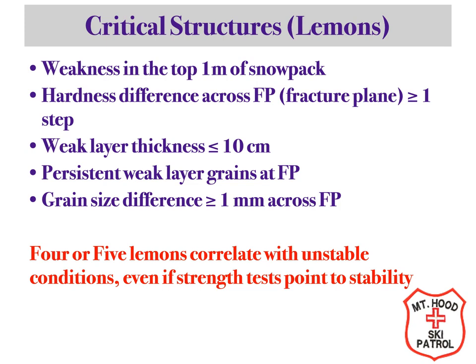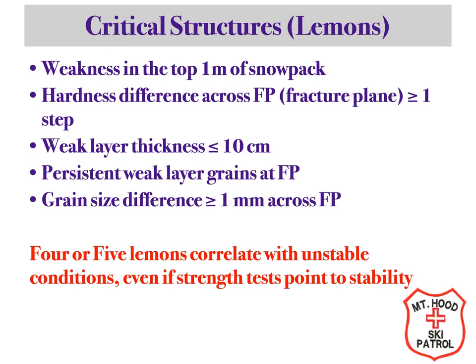Let's go through them. Lemon number 1, any weak layer in the top 1 meter of the snowpack. This could be buried depth hoar, graupel, rime ice, or just sugar snow that could be a point of failure. Lemon number 2, any hardness difference across a fracture plane of greater than 1 step. We will cover the hardness scale in the field session. This lemon should be evident in the snowpack tests we'll do.